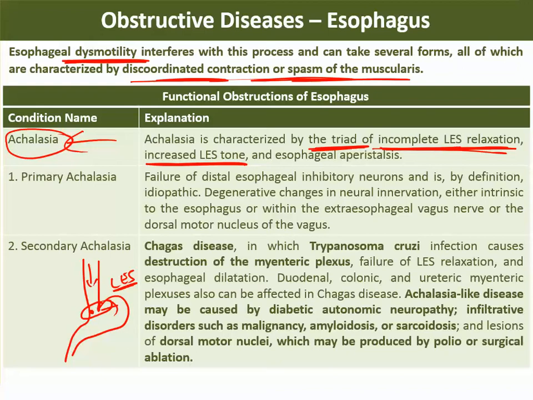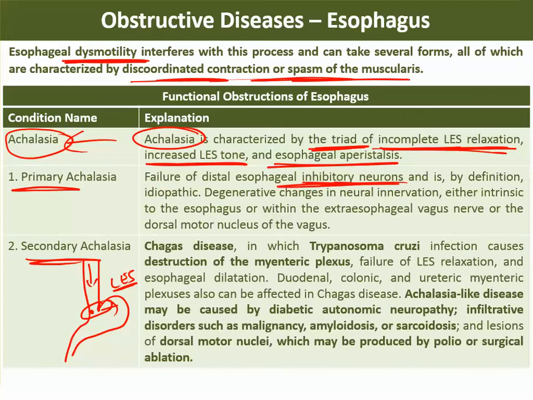And another one is there is no movement. Aperistalsis. There is no peristalsis. These are the three characteristic features seen in achalasia. Now we classify achalasia into primary and secondary. Secondary is very important because this is due to infections. Primary is normally very rare. It is usually due to nerve problems.